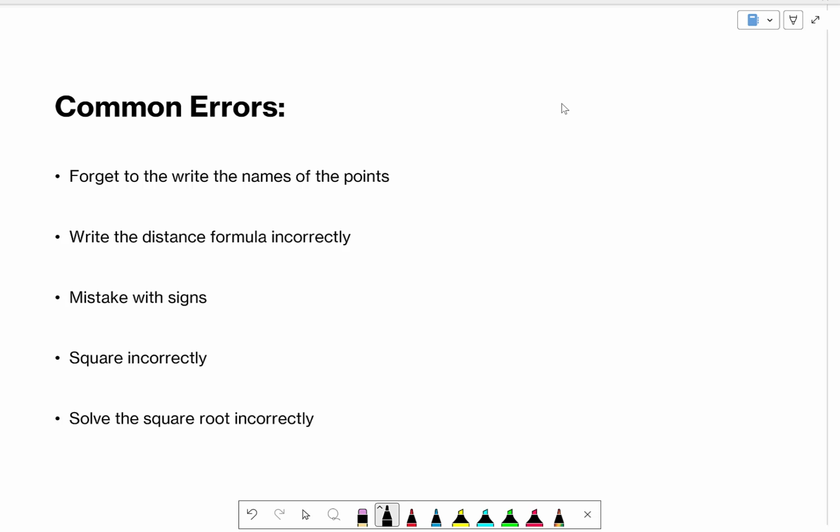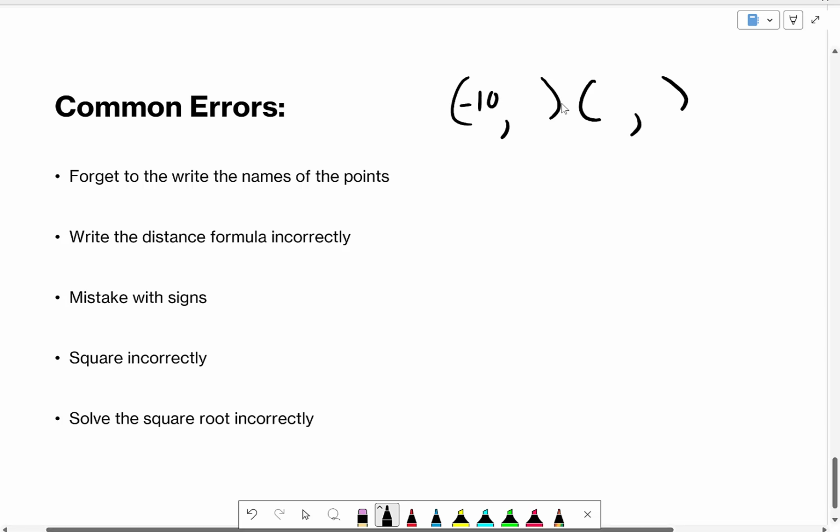So for example, when we have the 2 points, I'm just going to make them up, -10, 5, 6, 7. People always forget to write the names below.